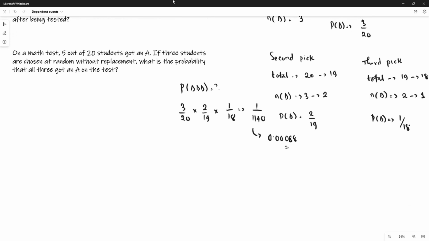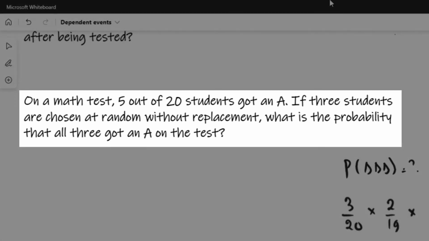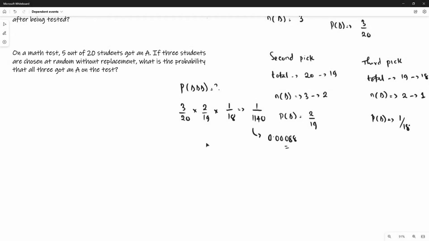Alright, so the second question says that on a maths test, 5 out of 20 students got an A. If 3 students are chosen at random without replacement, what is the probability that all 3 got an A on the test? So for our second question, the total number of students we have is equal to 20. The number of students that have A's is 5.